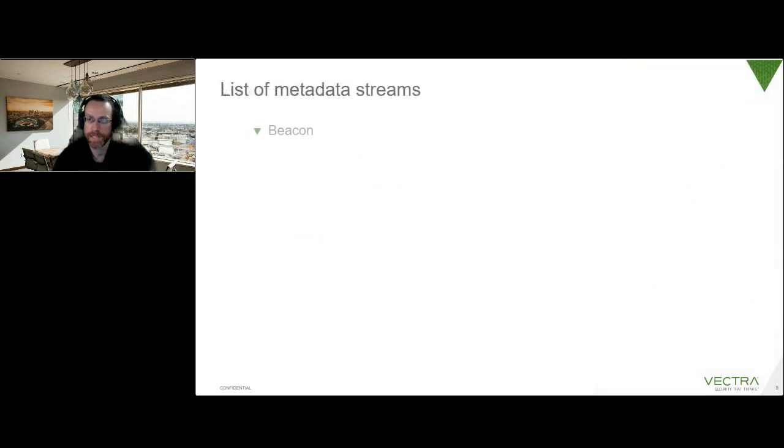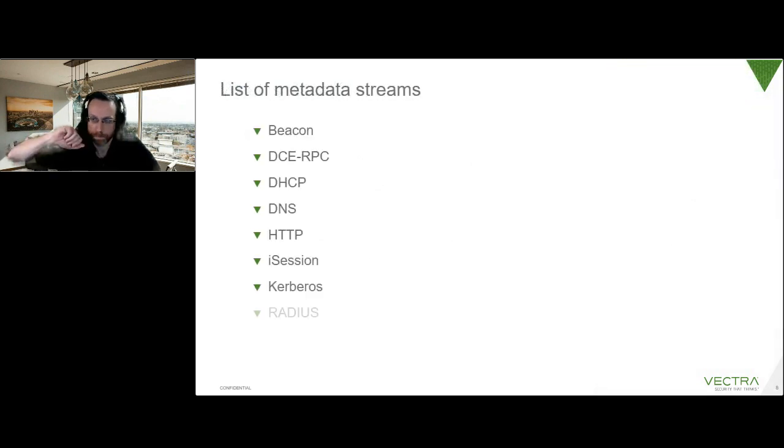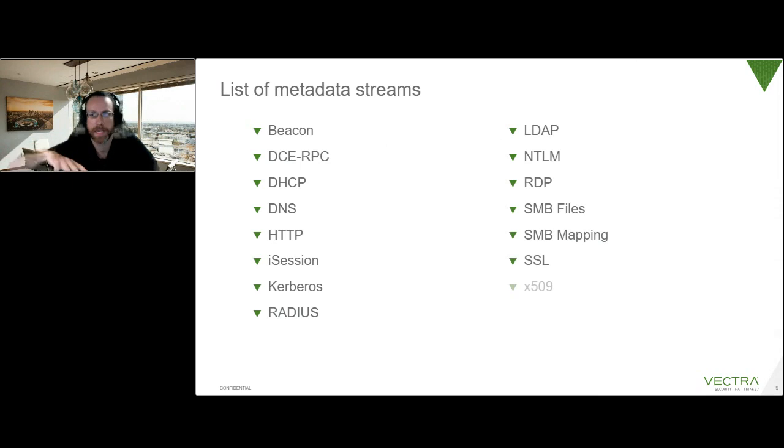So the metadata is broken down into several streams. There are several Vectra-specific metadata streams, such as iSession, which think your level 3 data, right, with your tuple, your origin host, origin port, responding host, responding port. And then you get more into specific things. So HTTP, for instance, has more layer 7 application layer data, such as your user agent, the URI. Vectra is always working to identify useful protocols to parse and data to add to these streams.